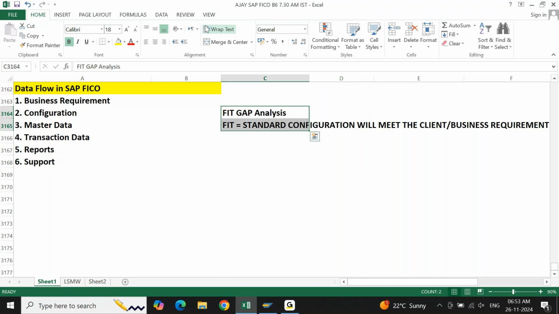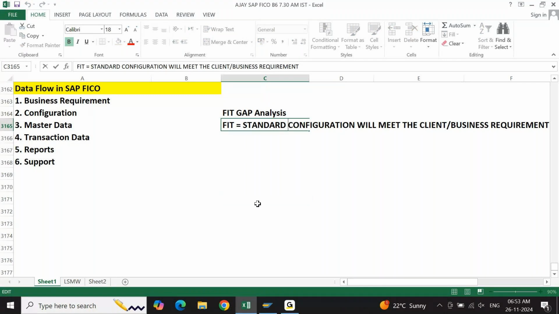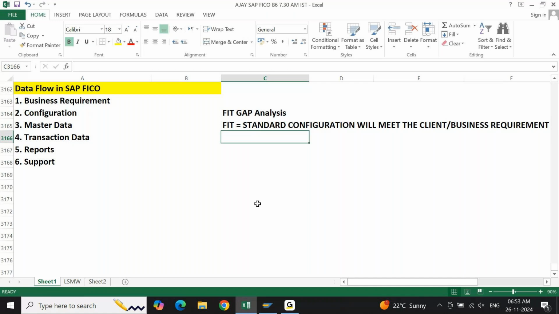Alright, is it clear? Yes, sir. Whenever you're talking about fit, standard configuration will meet the client or business requirement. Now here, point number 1, standard configuration will meet the client business requirement. Point number 2, when there is a gap. Whenever there is a gap, standard configuration will not meet the client business requirement.